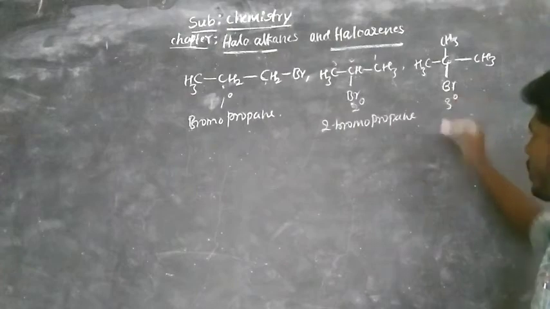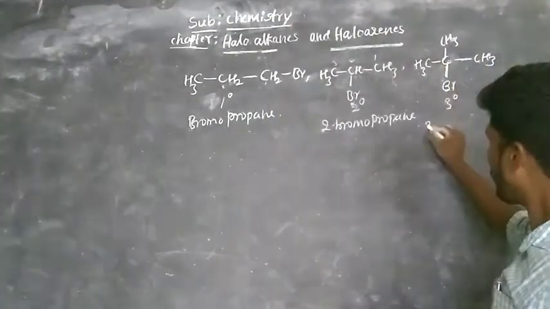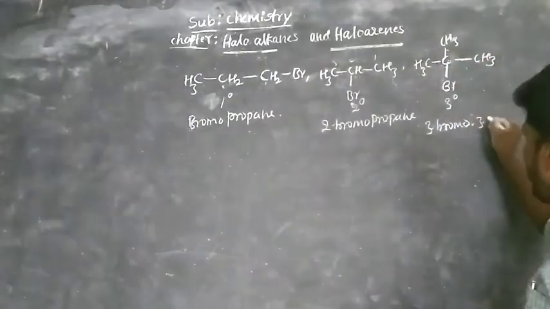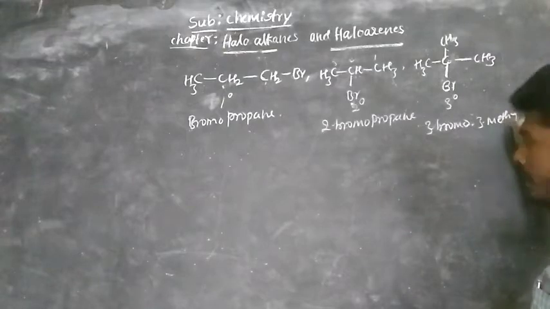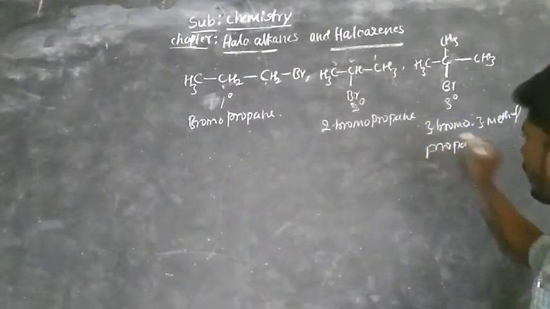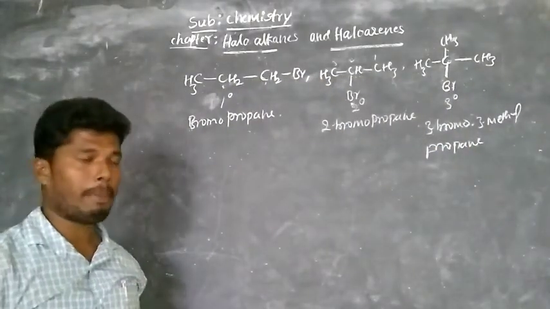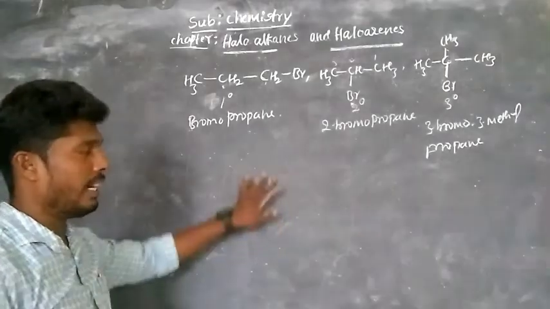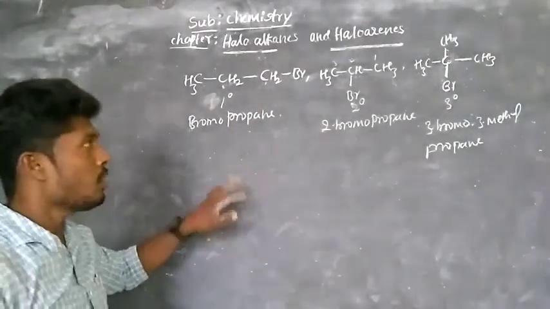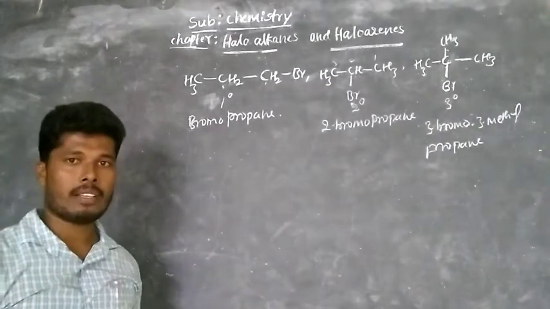So it is called tertiary carbon. Its name is 1, 2, 3. So 3 bromo and 3 methyl propane. So this is the name; you know how to write it. Later we will study it in detail while studying the nomenclature of these halogenated compounds. So this is the identification of primary, secondary alkyl halides.